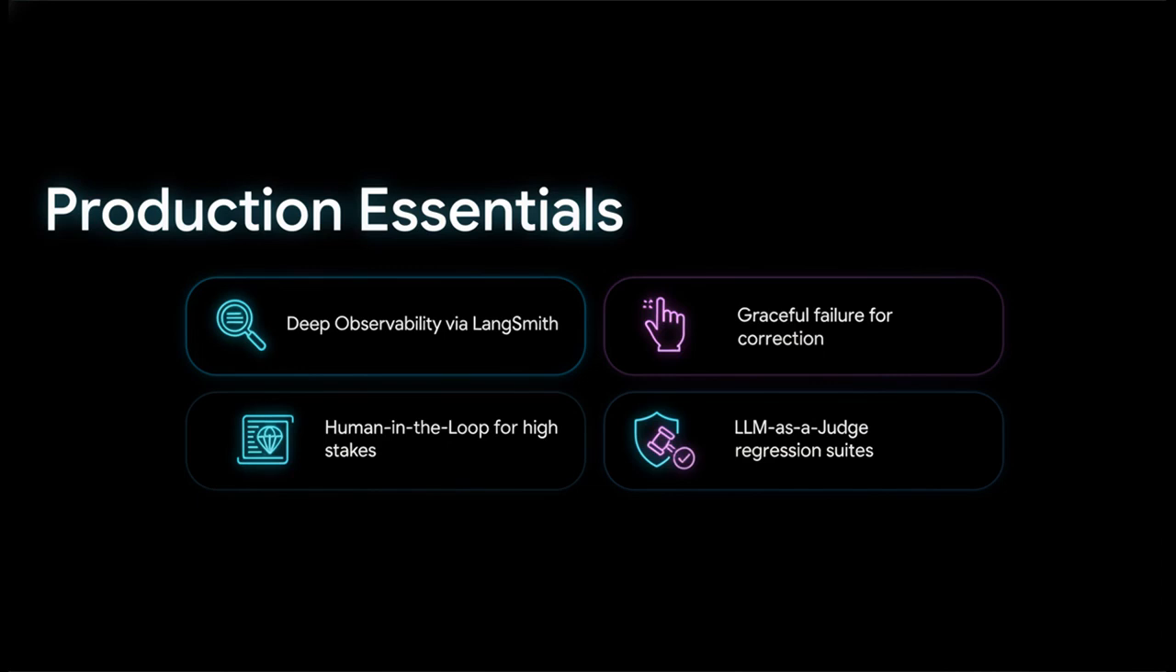For high-stakes actions, like modifying a production record or sending an email, you must implement a human-in-the-loop architecture, automatically pausing the workflow for a human's approval. And when you update a prompt or a tool, you have to run regression suites using an LLM as a judge to evaluate outputs against explicit rubrics. Honestly, deploying without these is basically just guesswork.